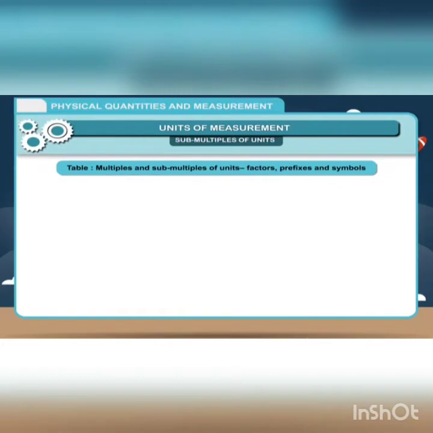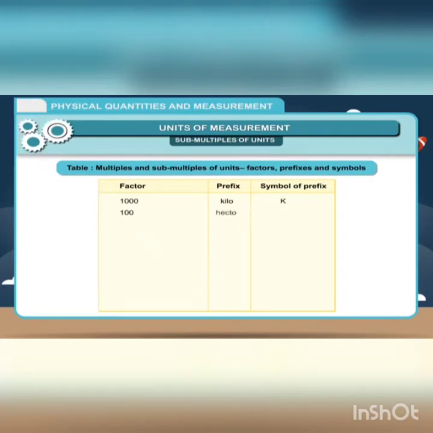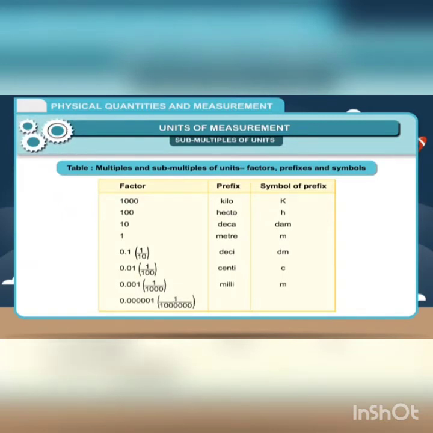Table: multiples and submultiples of units, factors, prefixes and symbols. Factor, prefix, symbol of prefix. 1000, kilo, k; 100, hecto, h; 10, deca, dam; 1, meter, m; 0.1 or 1 by 10, deci, d; 0.01 or 1 by 100, centi, c; 0.001 or 1 by 1000, milli, m; 0.000001 or 1 upon 10 lakh, micro.